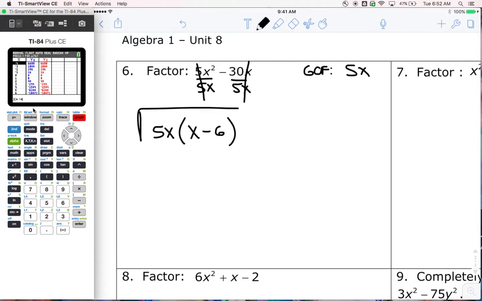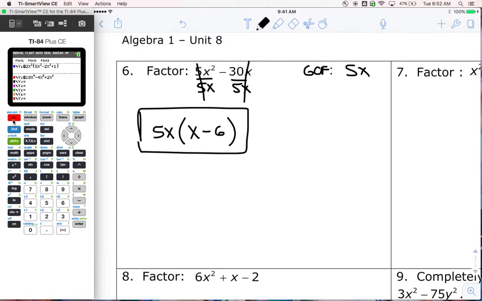So my factored form for this is 5x times x minus 6. Now I am going to show you that we can check these in our calculator as well, but just like the last page, I'm only doing this problem on the back. All the others I expect you to just kind of remember how to do.